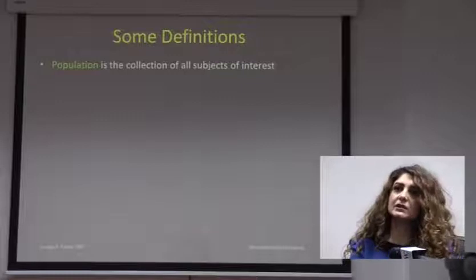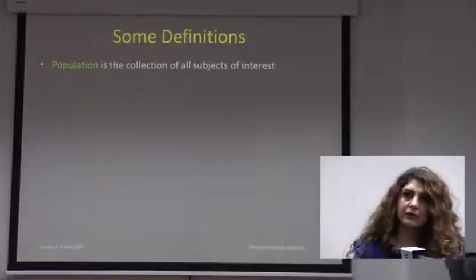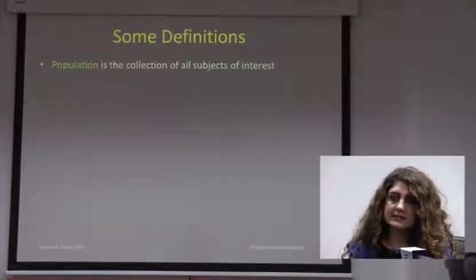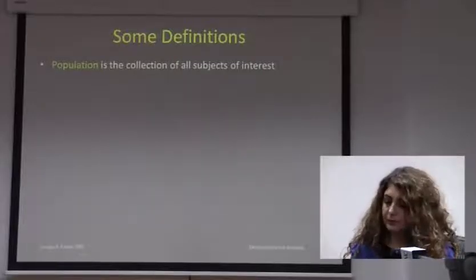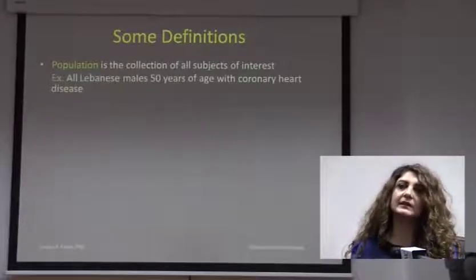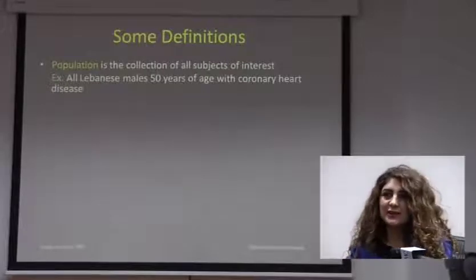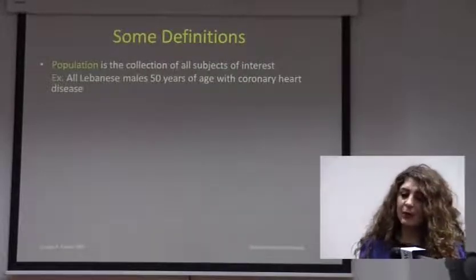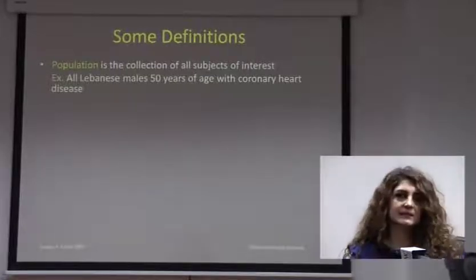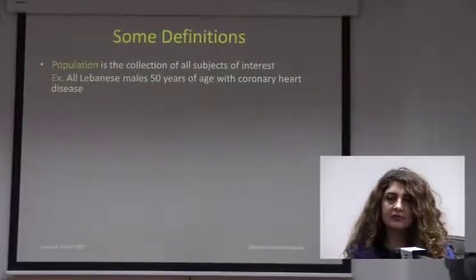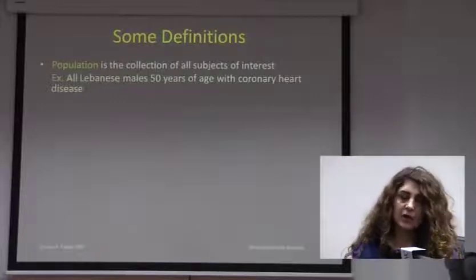Some basic definitions before we move further. So we are interested usually in statistics. When you do research, you have in mind a certain population, which is the collection of all subjects of interest. For example, you might be interested in all Lebanese males 50 years of age with coronary heart disease. Now, populations in general are impossible to collect, and if not impossible, they are very impractical to collect and very costly.